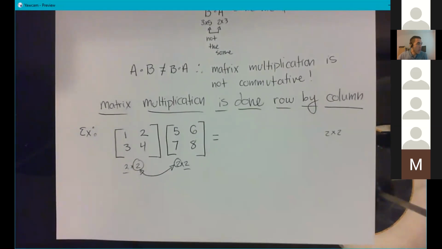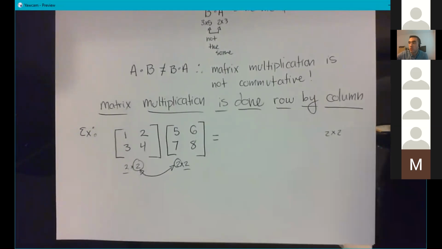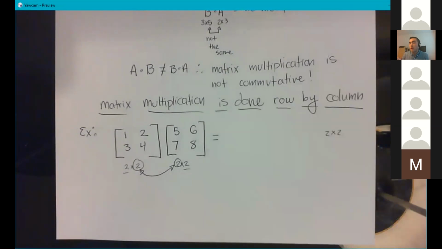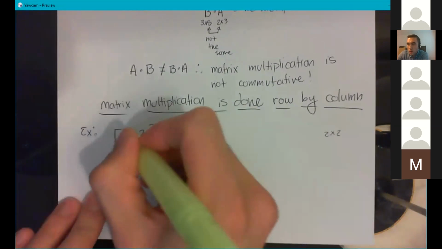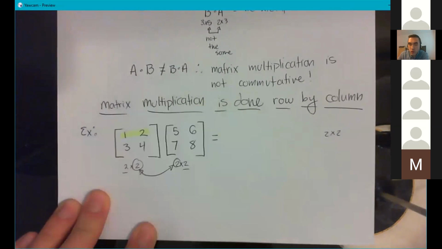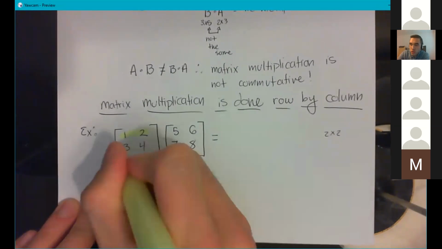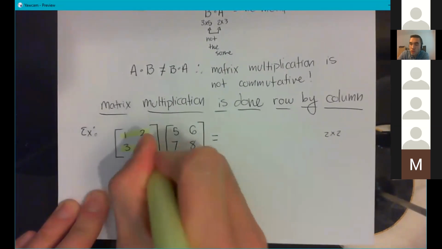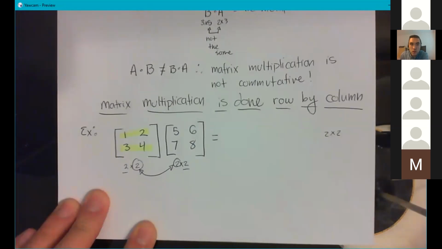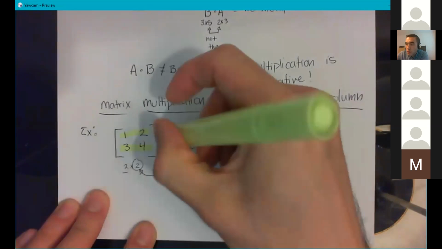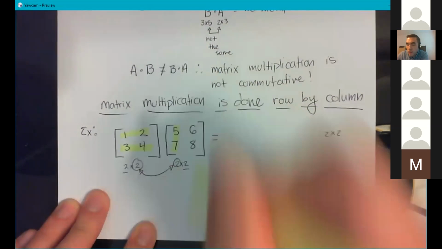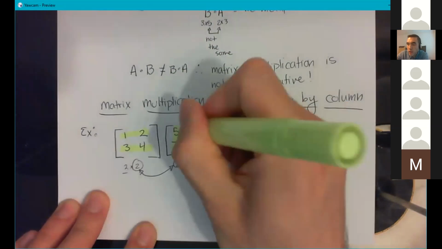And now for the actual act of going through and multiplying these two together. The way I think about this is that the first matrix is going to contribute its rows. So matrix 1 is going to provide row 1, and it is also going to provide a row 2. Over here on the right-hand side, this matrix is going to provide columns. So it's going to provide a column 1, and a column 2.